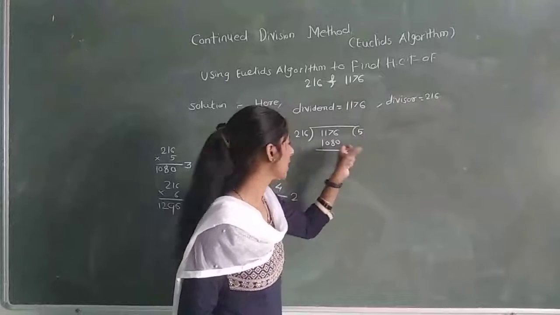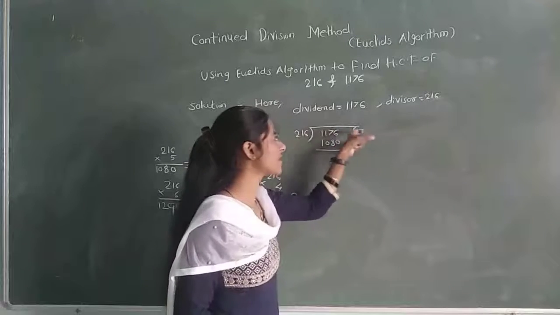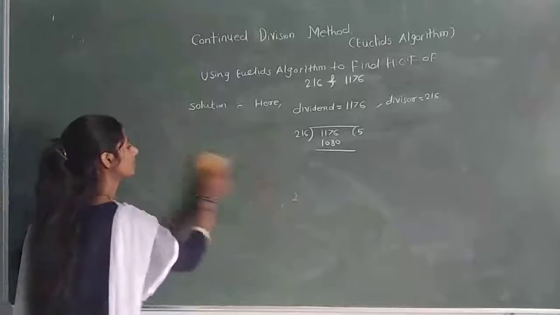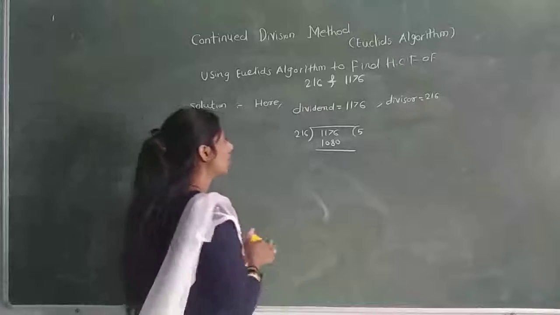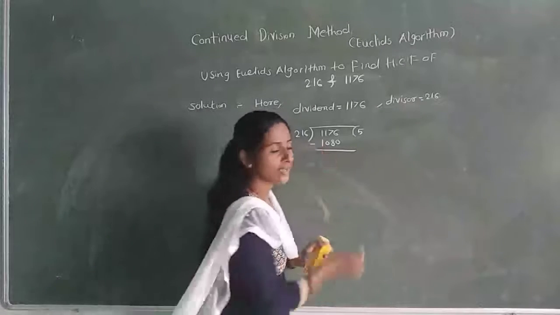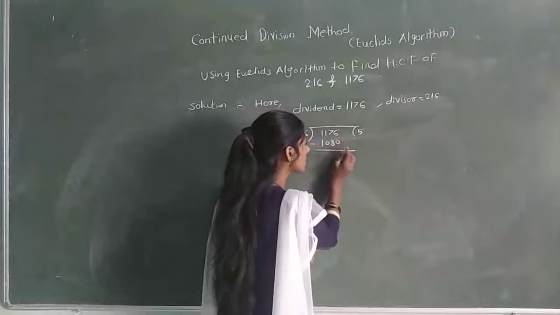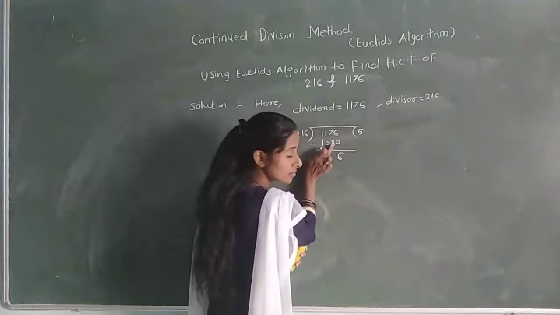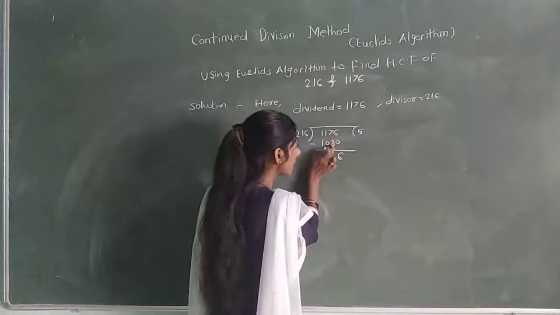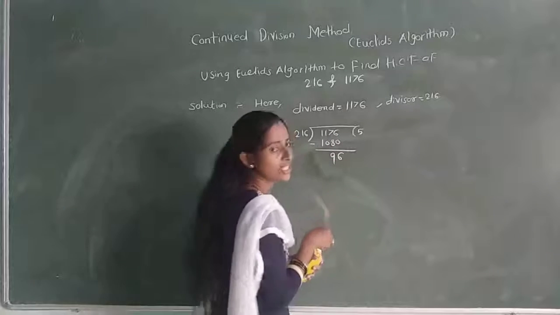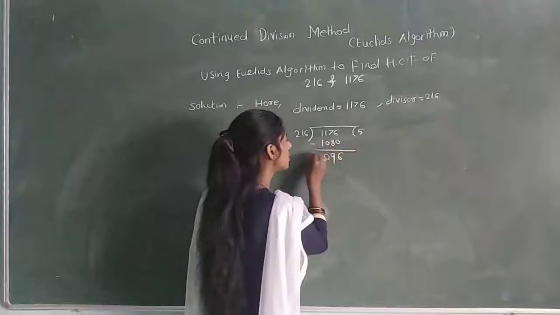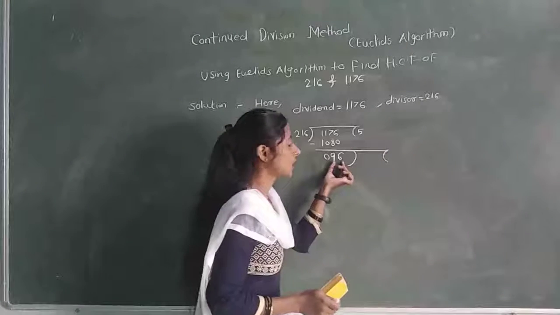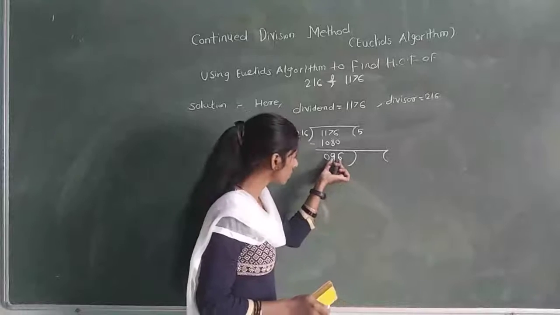Clear? 216 5s are 1080. 5 is the quotient. This is the multiplication of divisor and quotient. Okay, so subtract this. 1176 minus 1080. So 6 minus 0, 6. Cannot subtract 8 from 7, so 17 minus 8, 9. Okay, so 0 minus 0, 0. So 96. This remainder is not equal to 0. Okay, so then go to the next step.